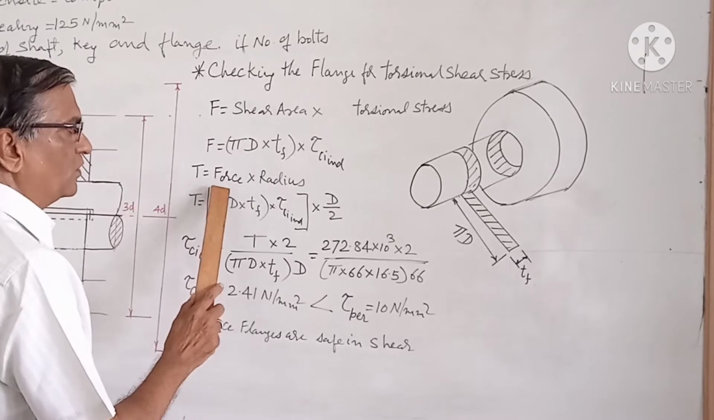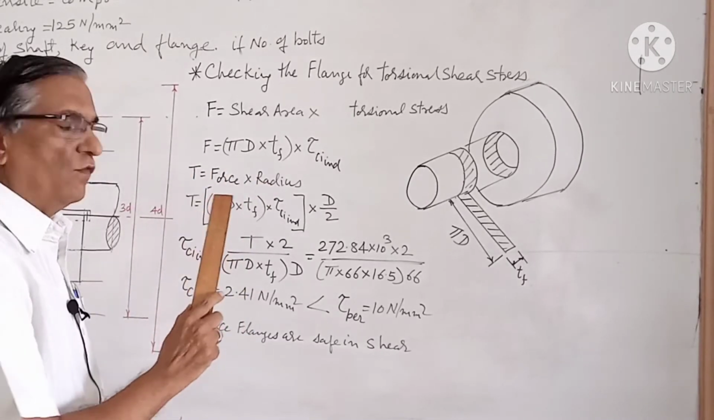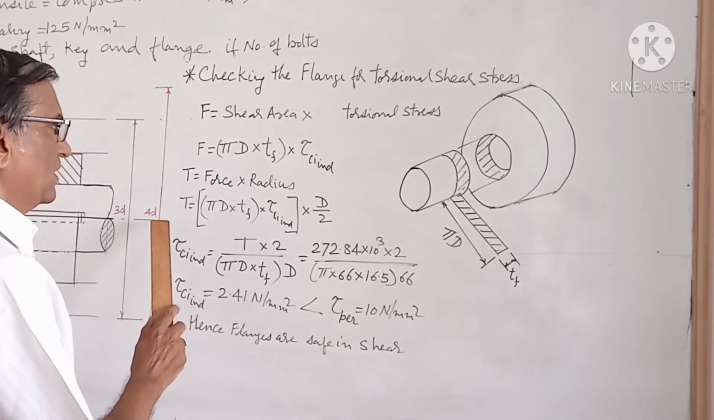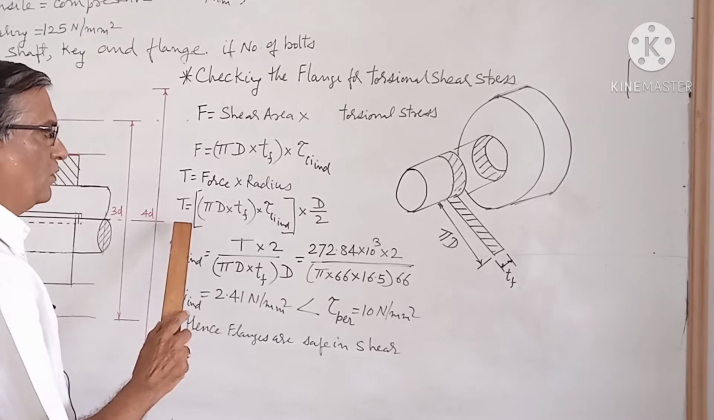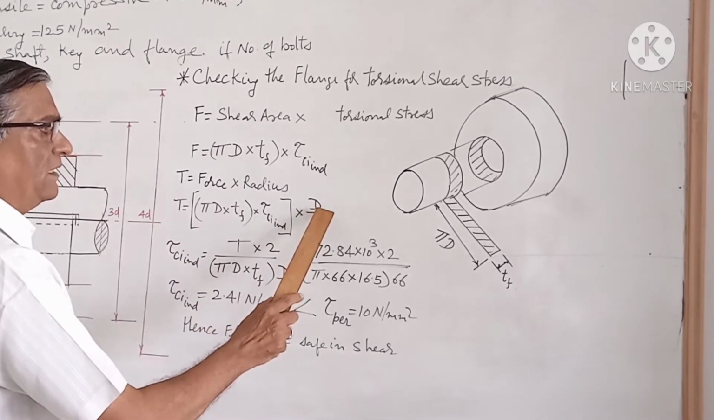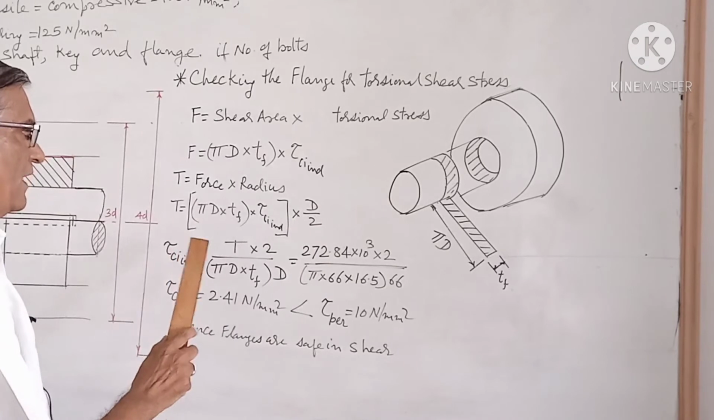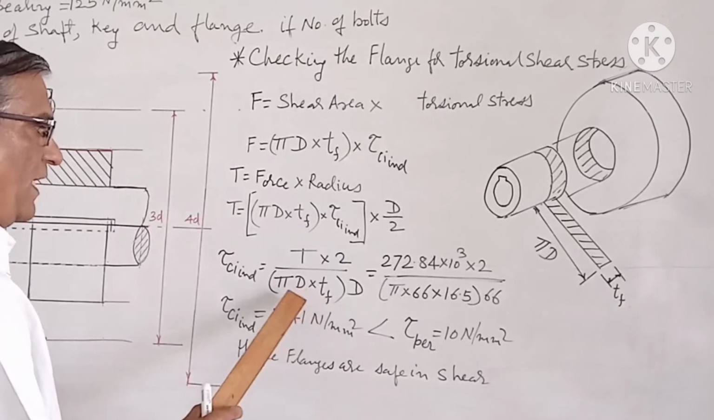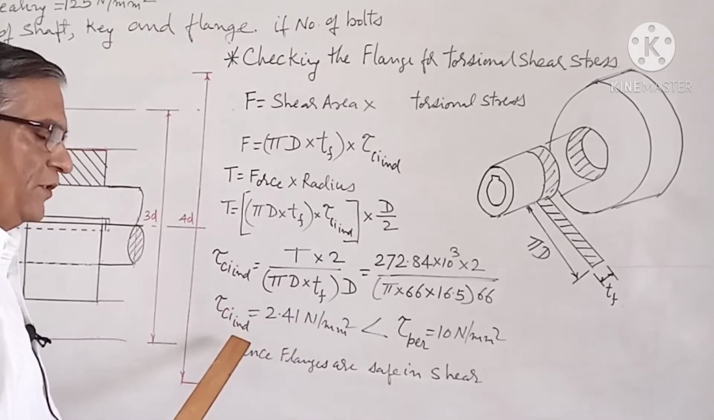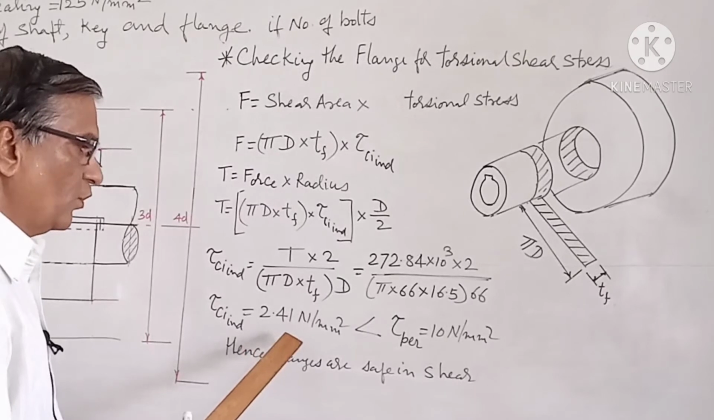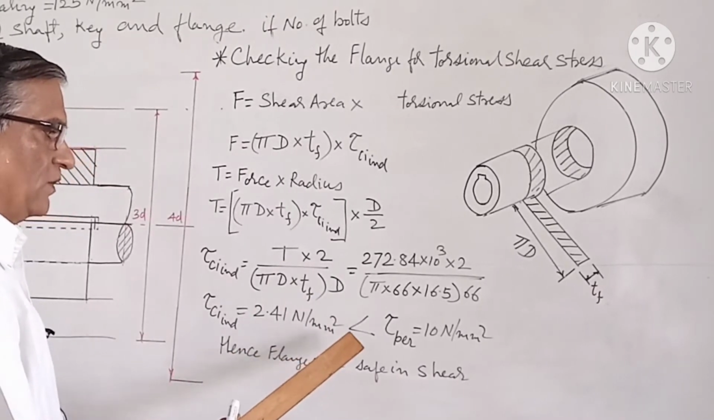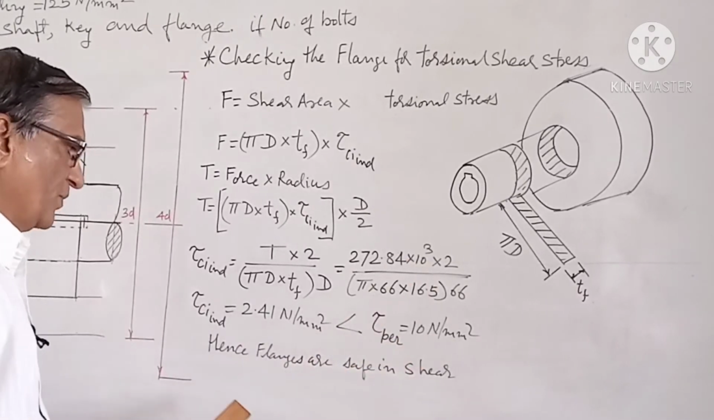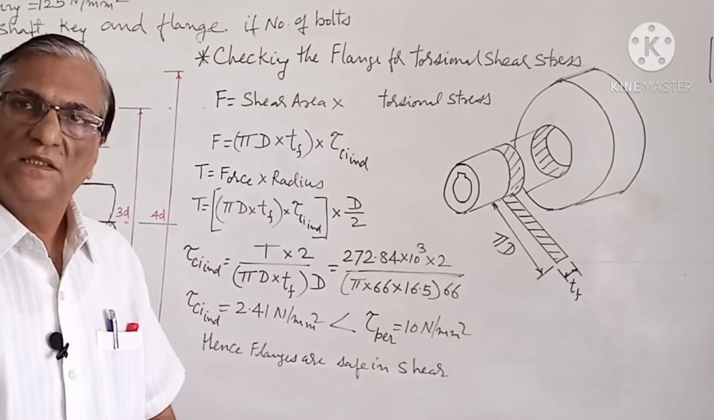Now torque is equal to force into radius. Putting the value of force, pi d into Tf into tau induced, the formula becomes torque is equal to force into radius. Radius is equal to capital D by 2. Now putting the values of the torque, outer diameter of hub, Tf and pi, tau induced comes out to be 2.41 Newton per mm square, whose value is lesser than tau permissible, that is equal to 10 Newton per mm square. Hence flanges are safe in shear.